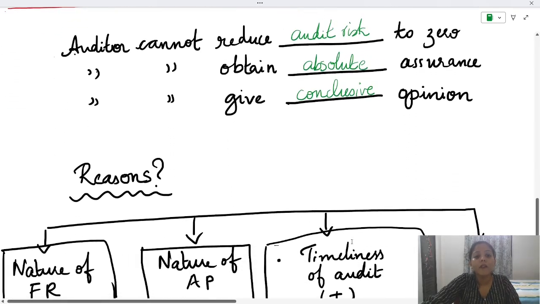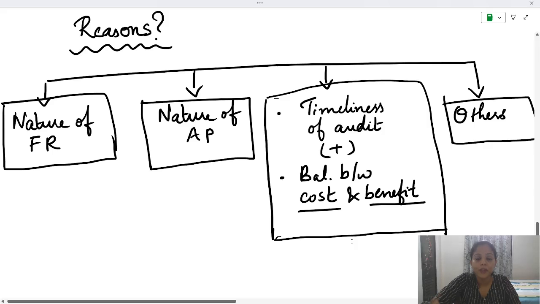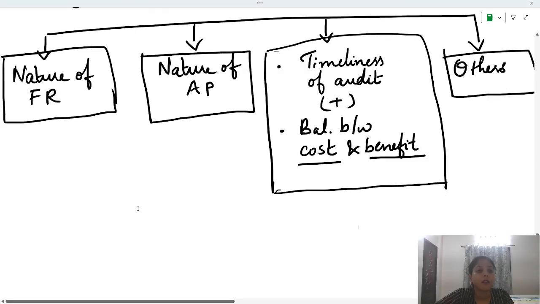Now, why are we having such inherent limitations? Okay, there are four reasons which we will discuss. First one is the nature of financial reporting. Second is the nature of audit procedure. Third is the timeliness of audit and the balance between cost and benefit. And there is another reason. Okay, so nature of financial reporting.